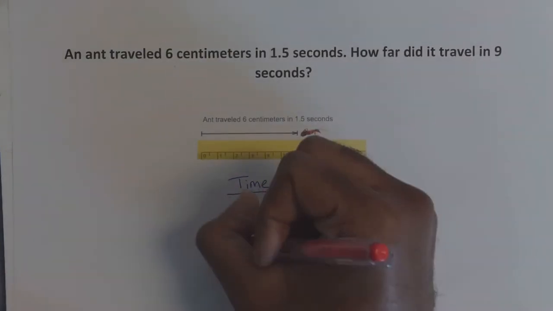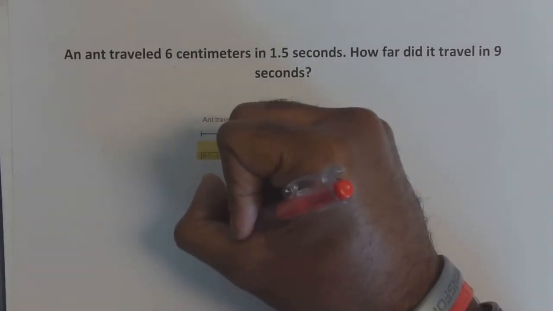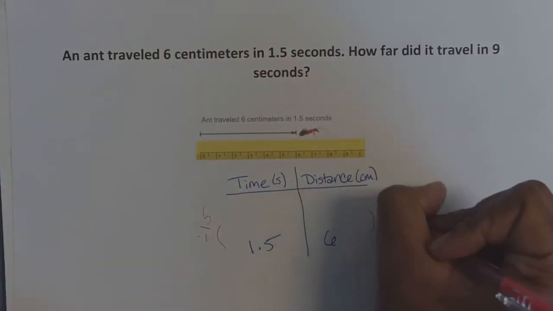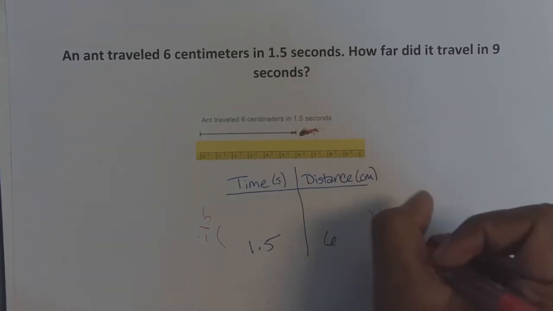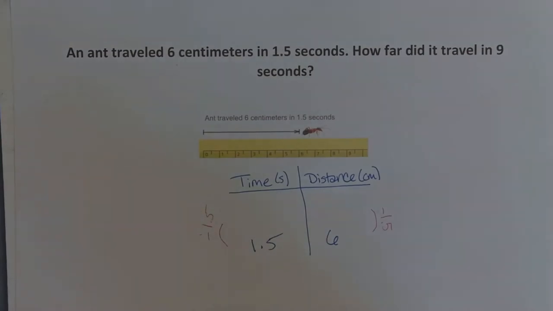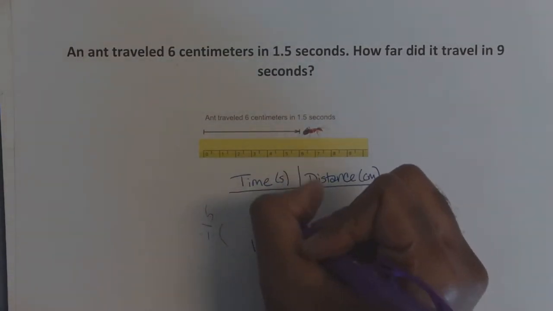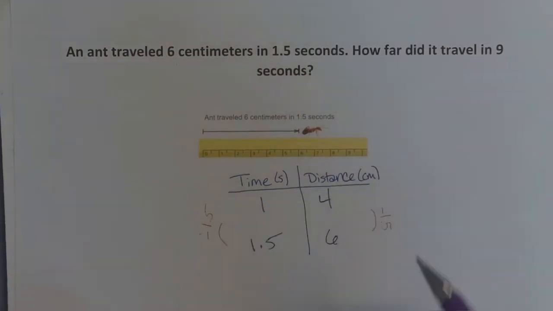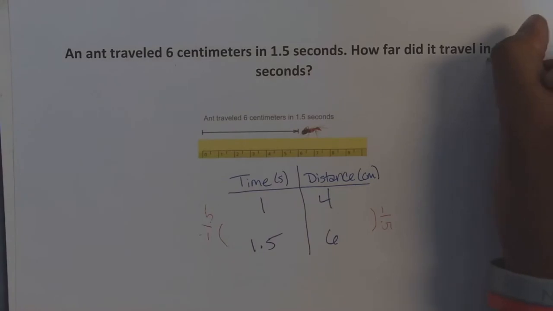Correct. I can divide both terms by 1.5 to give me my unit rate, which is going to give me my 1 second. So that's 1 second. 6 divided by 1.5 is going to give me 4. So now this lets me know that the ant traveled 4 centimeters in 1 second. Is this what the problem's asking though? No, the problem wants us to find out how far the ant traveled in 9 seconds.